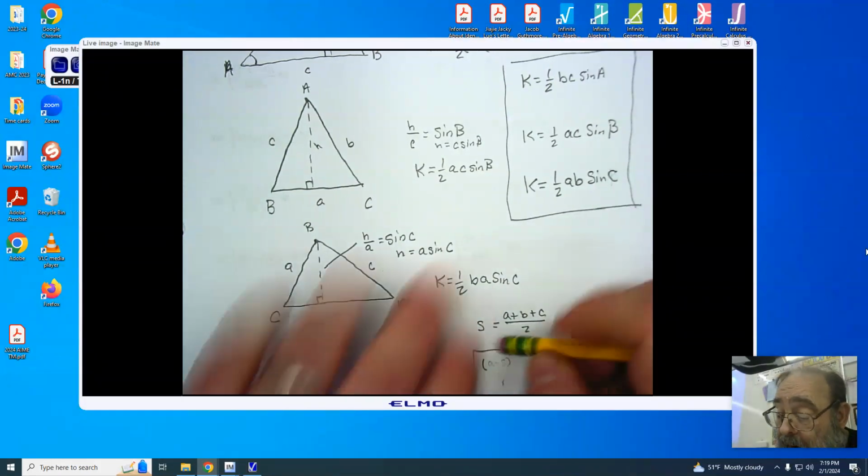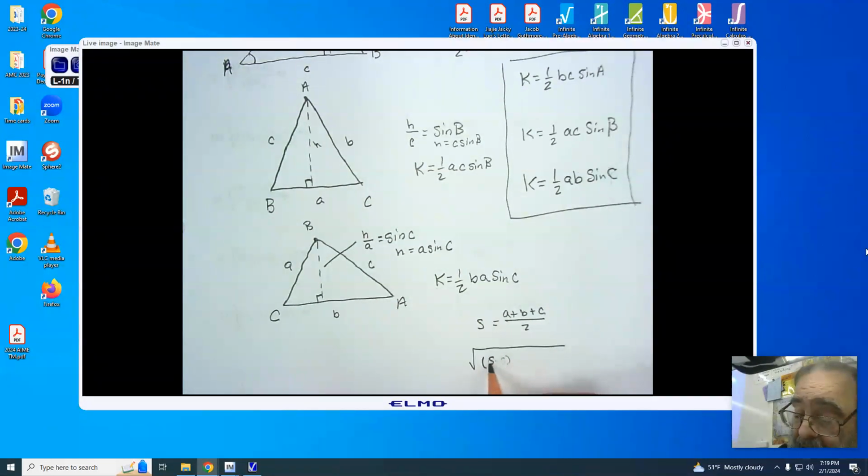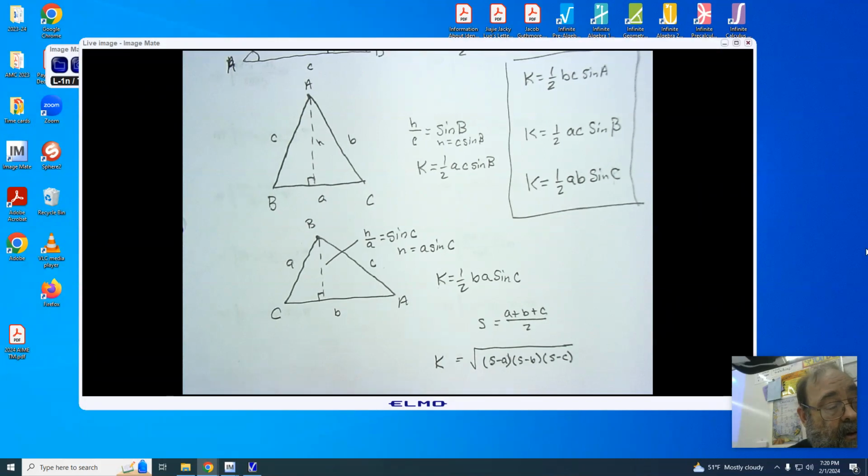The semi-perimeter minus A. That would have given me a negative, and that would have been bad. We have the semi-perimeter times B, and the semi-perimeter minus C. And this, according to Heron, is our length K, or our area K.